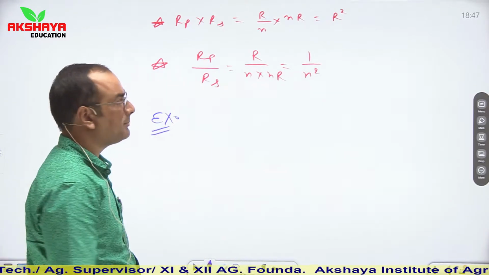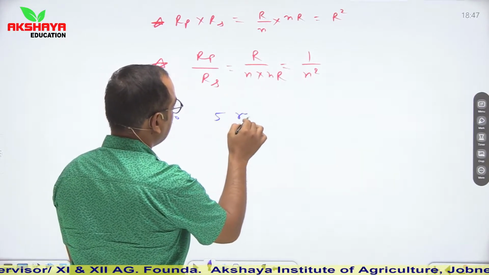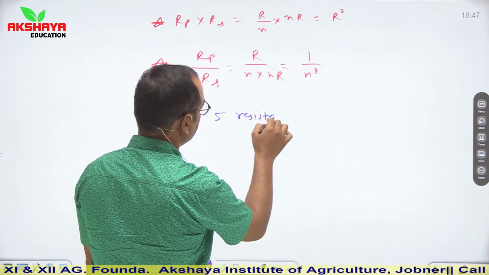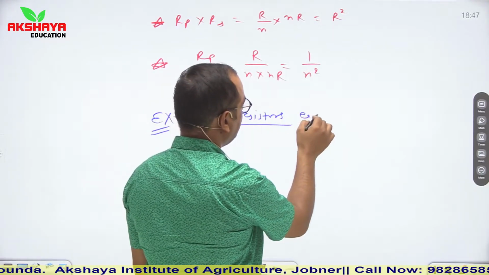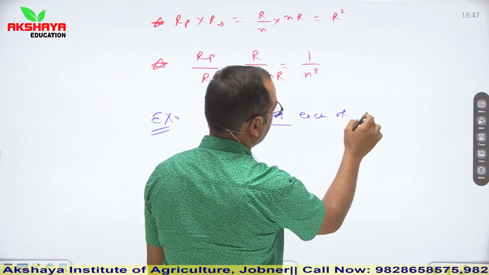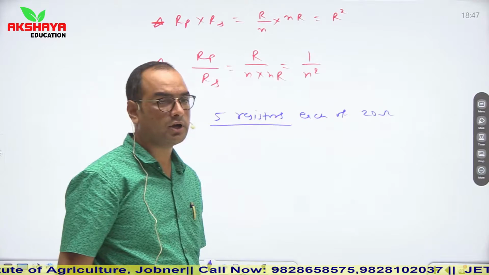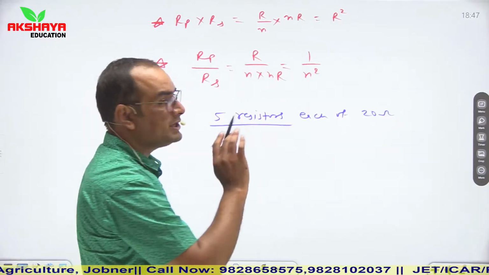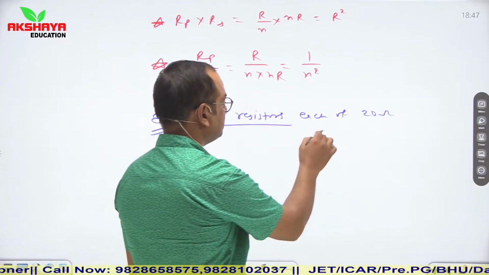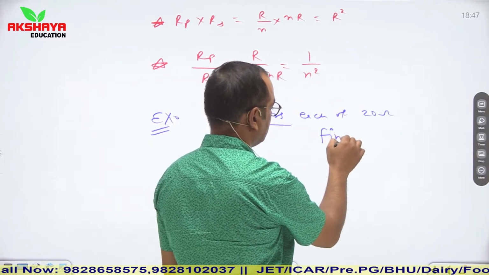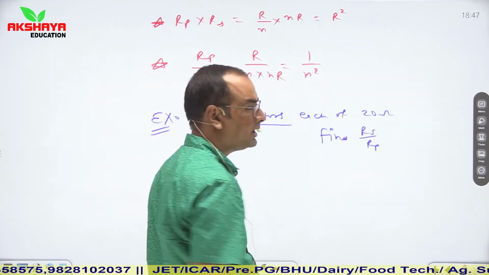So if we take an example, then let us say 5 resistors are connected, each of 20 ohm, first in series and then in parallel. Then find out the ratio of Rs upon Rp.